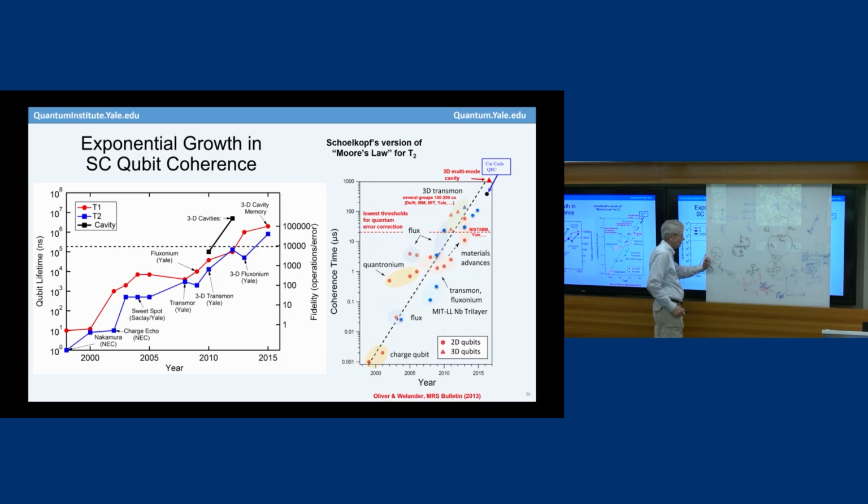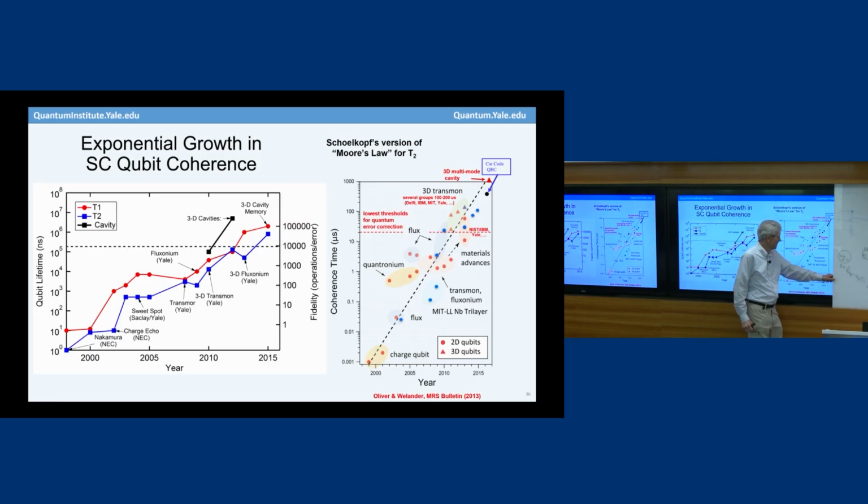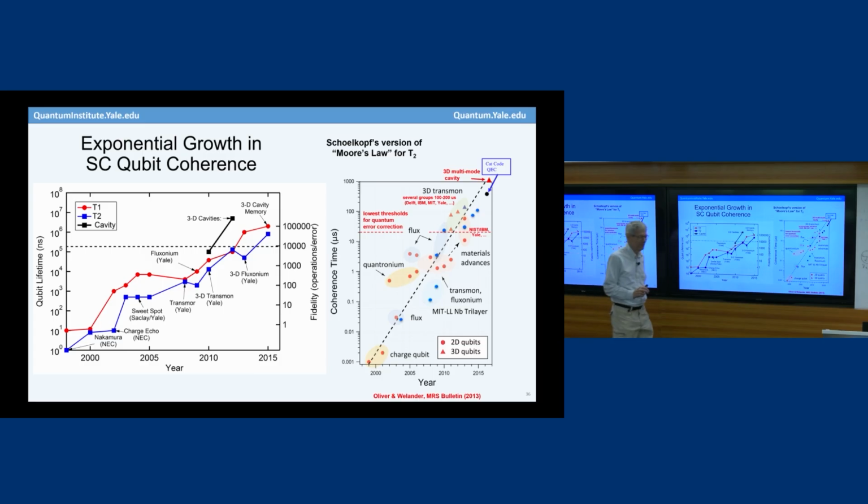Good. So yeah, if someone tells you about T1 when you ask them what the coherence of their qubits is, walk away, because T1 is not really it, it's T2 that counts.